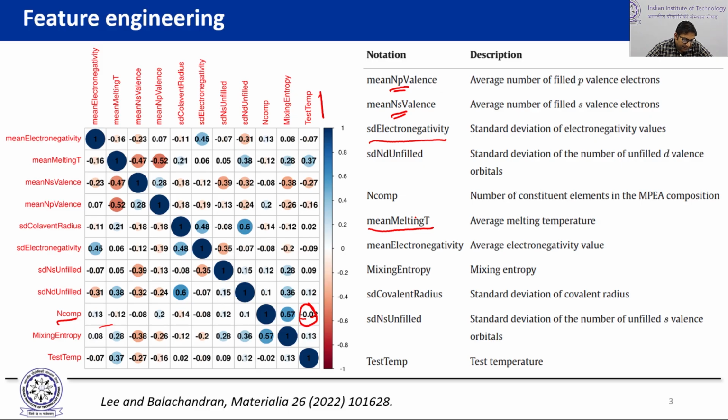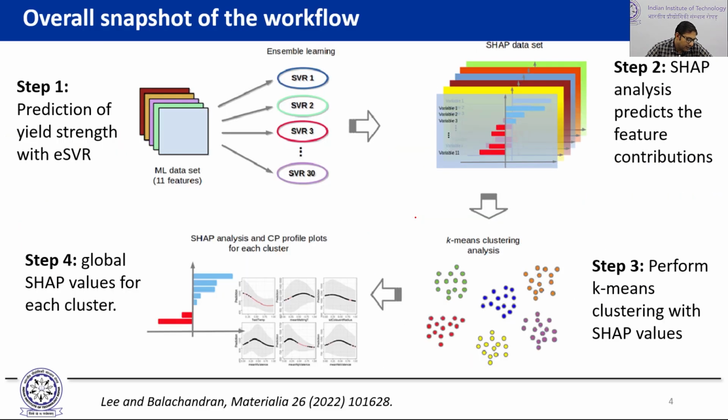Now, after the feature engineering is done, the next thing I would want to do is show the overall snapshot of the workflow. You can think of their work as having 4 major steps. The first step, once you have your features ready and your data set ready, is to go ahead and do the machine learning part, which they have done with support vector regression. And they have not just used a single support vector regression, they have actually used a large number of them, about 30, and then they have looked at this entire ensemble.